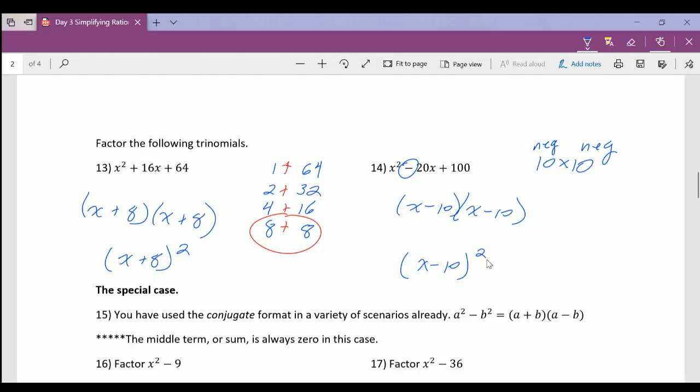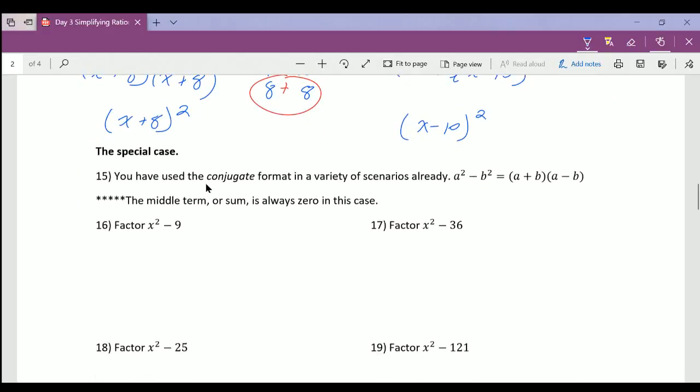Now, we have a special case. If you are familiar with the term conjugate, okay, that's used usually talking about conjugate pairs. It could be applied if you're doing imaginary numbers, okay, but it's this little format here, a plus b, a minus b. Those two guys are conjugates, which means that the middle term is going to be 0, okay? For instance, if we did x squared minus 9, okay, the two numbers that you could multiply to get 9, well, there's 1 and 9, and there's 3 and 3.